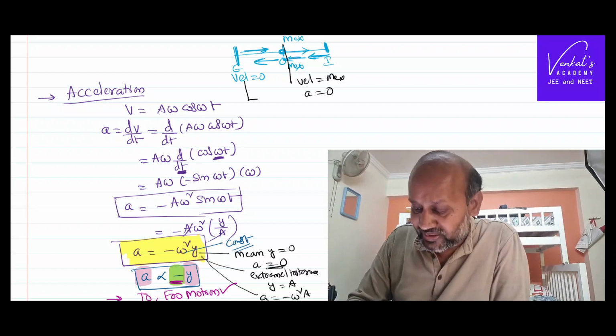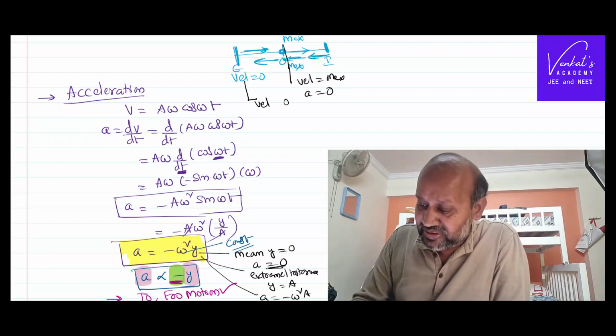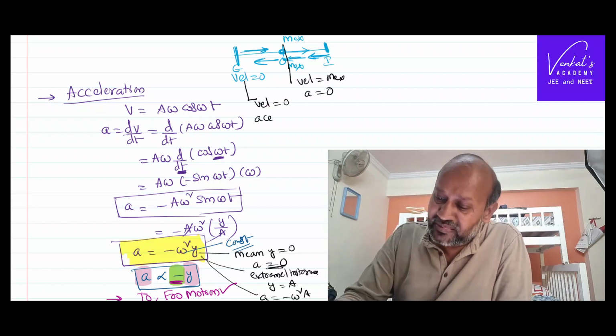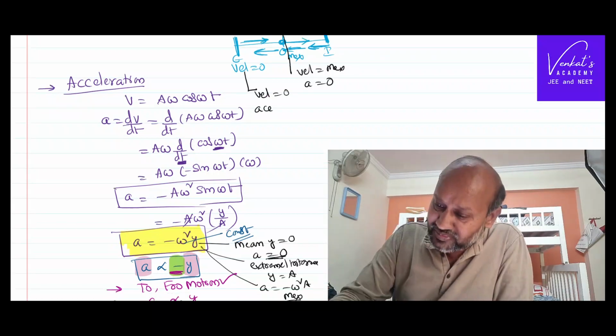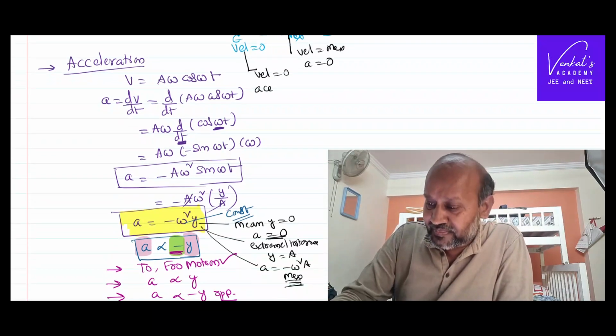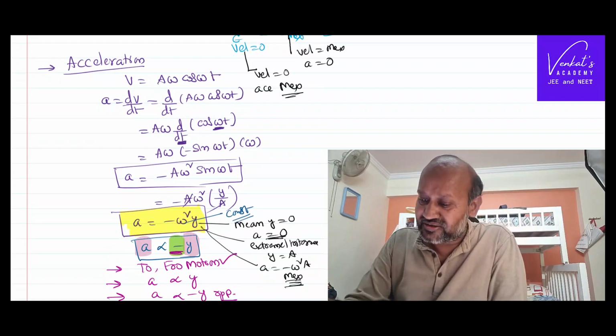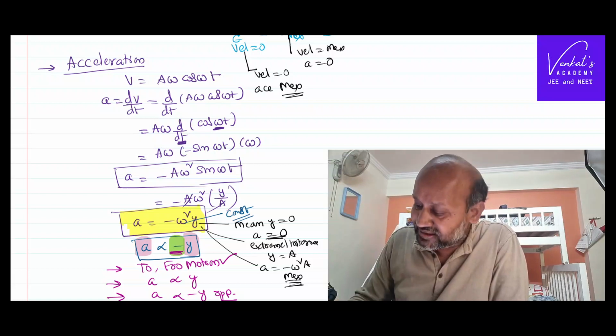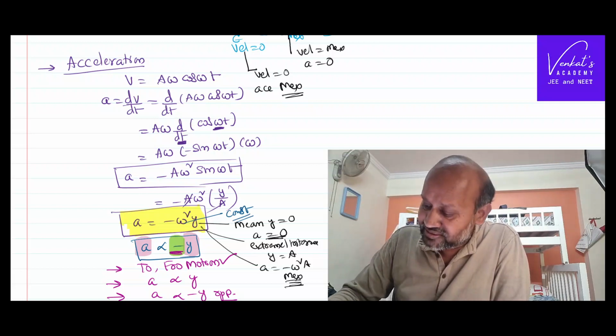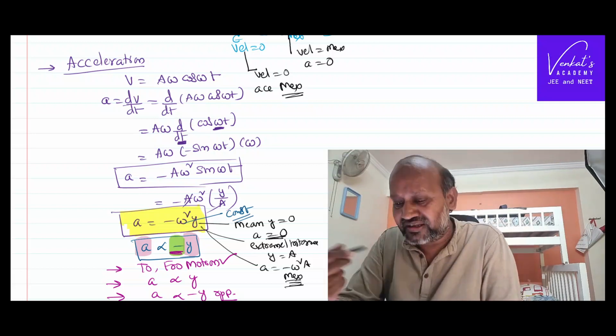At the extreme position, velocity is zero, but acceleration is maximum. So these are in opposite directions, and as one increases, the other decreases. That kind of motion is called oscillatory motion.